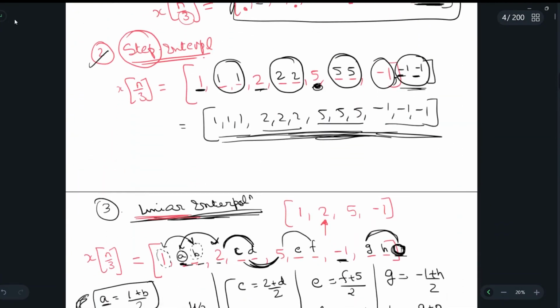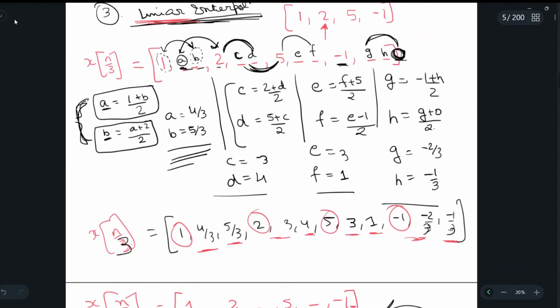So guys, this is the first part of decimation and interpolation. In the next part, I will be discussing a few more concepts which are very important from the examination point of view.